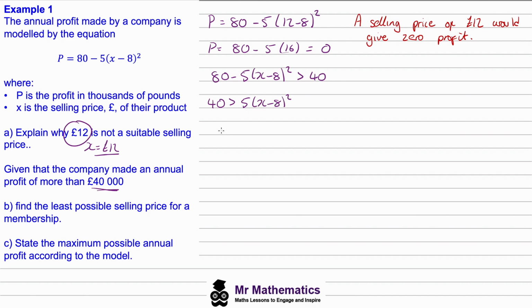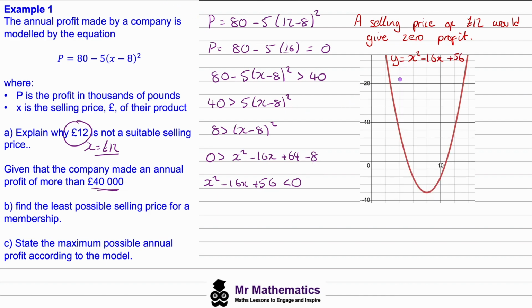We can divide both sides by 5, so 8 must be greater than x minus 8 squared, and then we'll expand out these brackets, and we'll make the inequality equal 0. So 0 must be greater than x squared minus 16x plus 64 minus 8. All I've done is I've moved this 8 to the right-hand side. Okay, so if 0 is greater than this quadratic, then x squared minus 16x plus 56 must be less than 0. And now we need to sketch this quadratic to find out where it is less than 0.